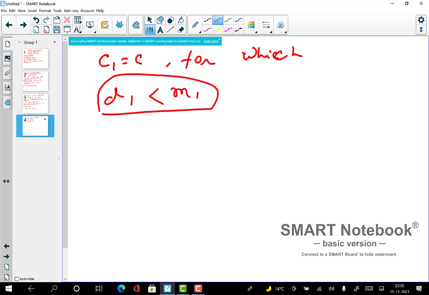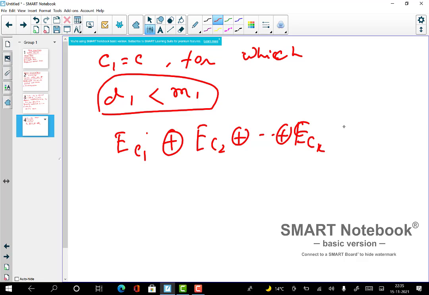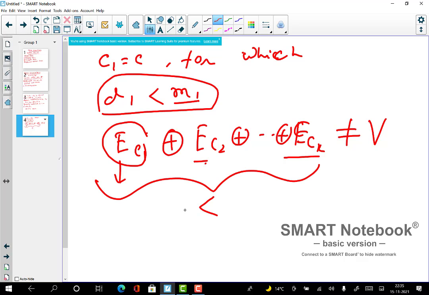What does that mean? If you take the eigenspaces E_c1, E_c2, up to E_ck and take their direct sum, then this is not equal to V. Otherwise the dimension might equal the algebraic multiplicity, but here the dimension is definitely less than the algebraic multiplicity, so the total dimension is less than the dimension of V.